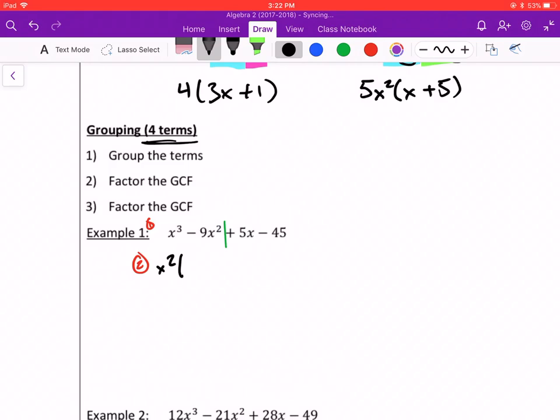All right, now go back and think. If I take out 2 x's from x cubed, there's just 1 x left over.